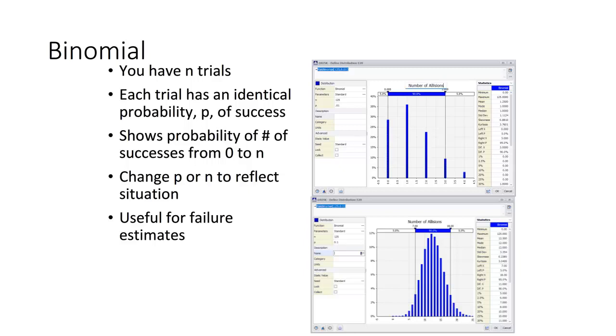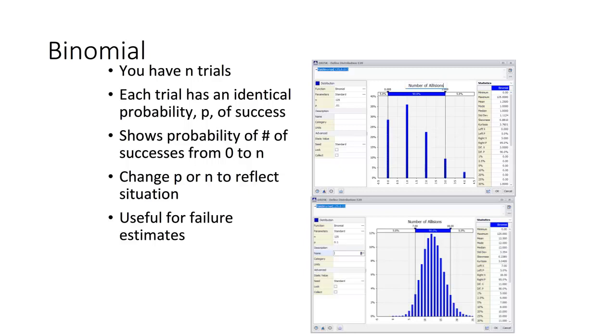What the graph is showing you is the probability of specific numbers of successes. So if we have 125 barges, we could have no elisions all the way up through 125 elisions. And so what you're seeing there is the probability of no, 1, 2, 3, and 4 elisions. Okay? You would change the probability or the n, the number of trials, to reflect your situation.